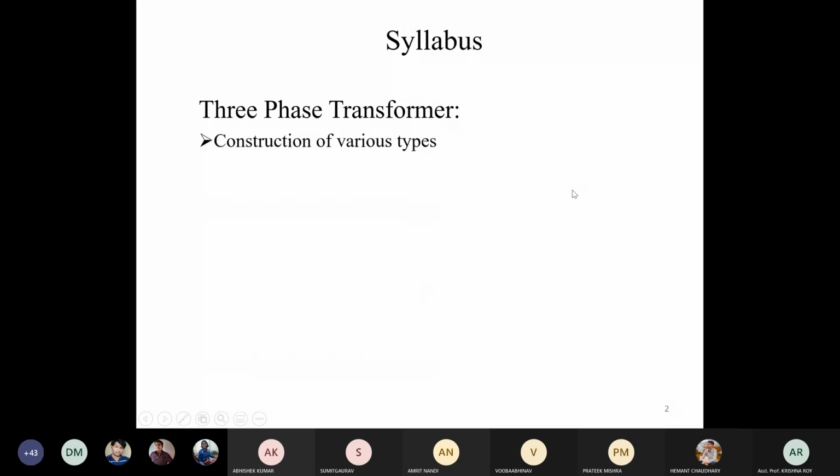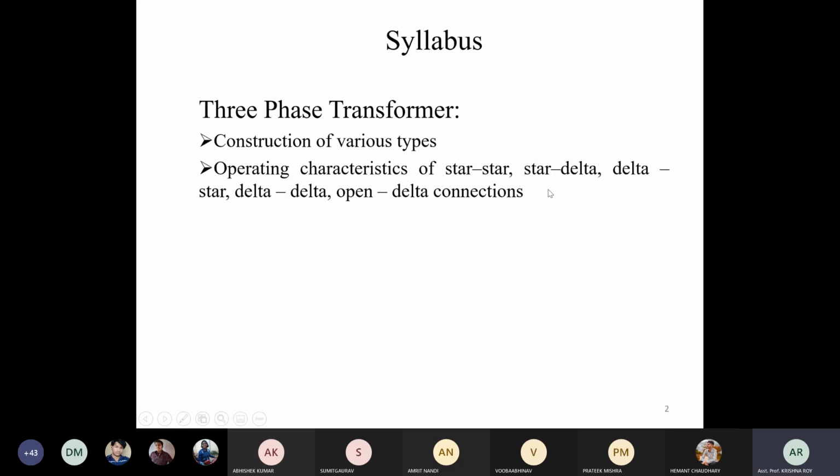So today we will start this three-phase transformer. The syllabus contains construction of various types. There are two types of construction that will be discussed. Next is operating characteristics of star-star, star-delta, delta-star, delta-delta, open-delta connections. Okay. So these are different types of connections of three-phase transformers.